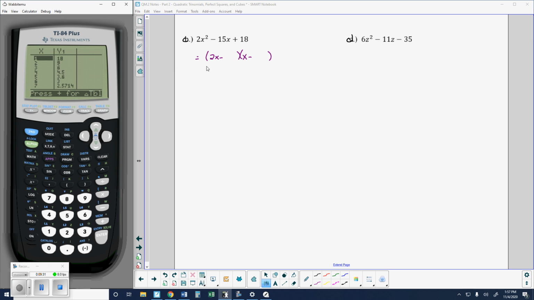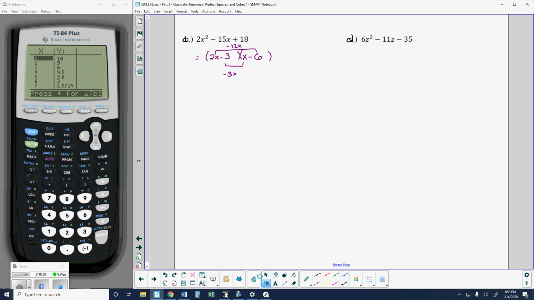Now, what I have to be careful of is those are the numbers that we're going to use. We have to make sure we put them in the right location and use the right numbers in a way that's going to give us a negative 15x through distribution. So you can do a little bit of a guess and check method here. I'm going to use 2x minus 3 and x minus 6. Now, if I check this through distribution, I get negative 3x and negative 12x.